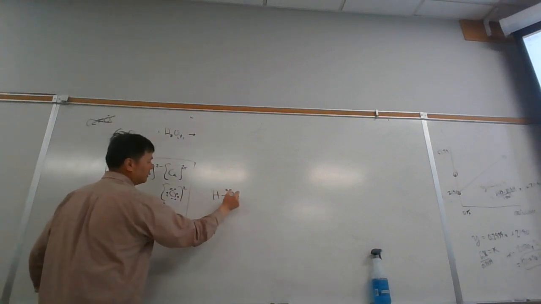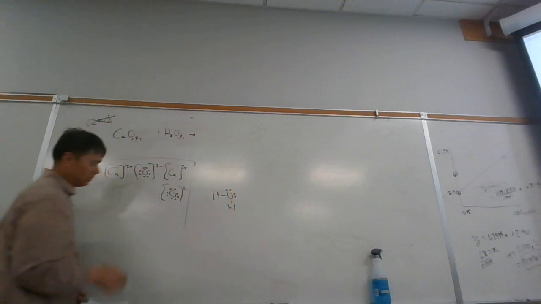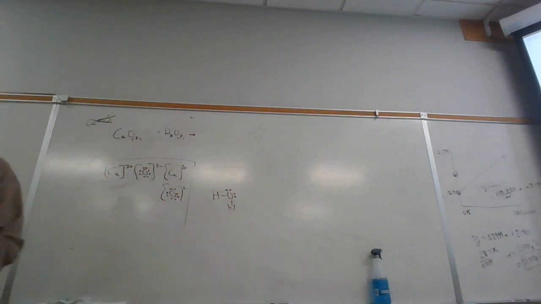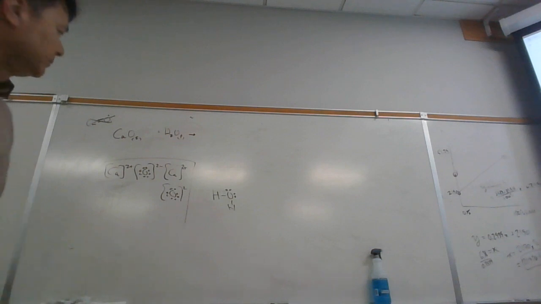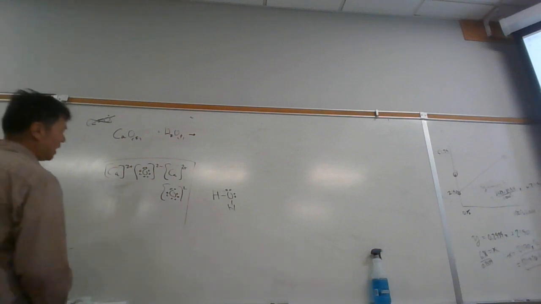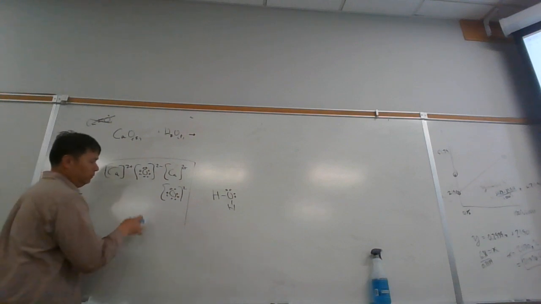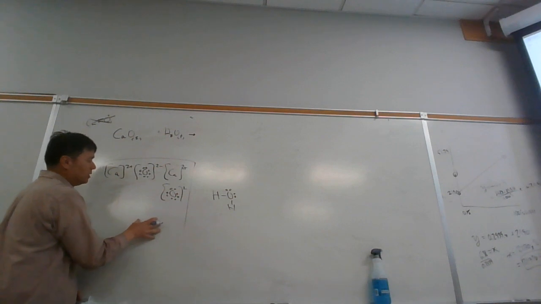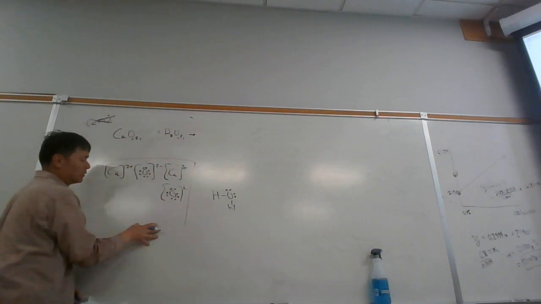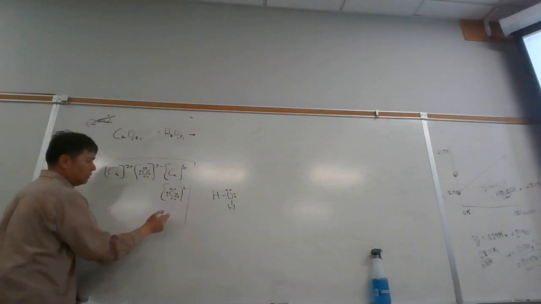One person got this. You have to draw a lattice. You should draw a lattice, or you could draw one formula unit. That's okay too. But draw a lattice so you know the difference between a molecular compound and an ionic compound.